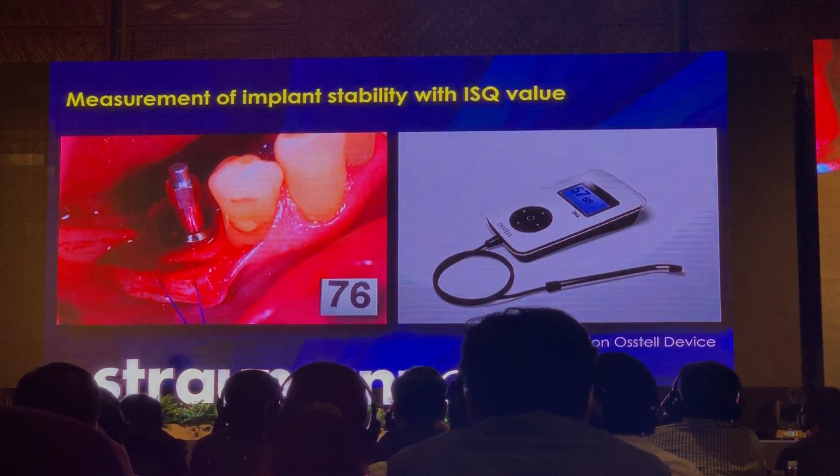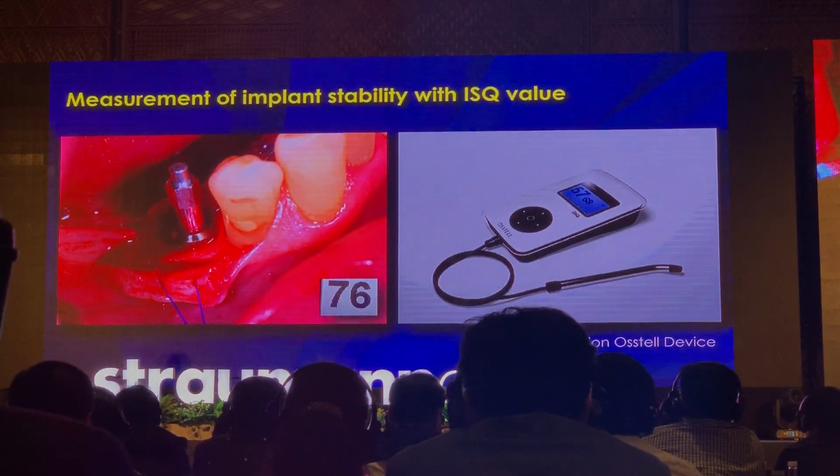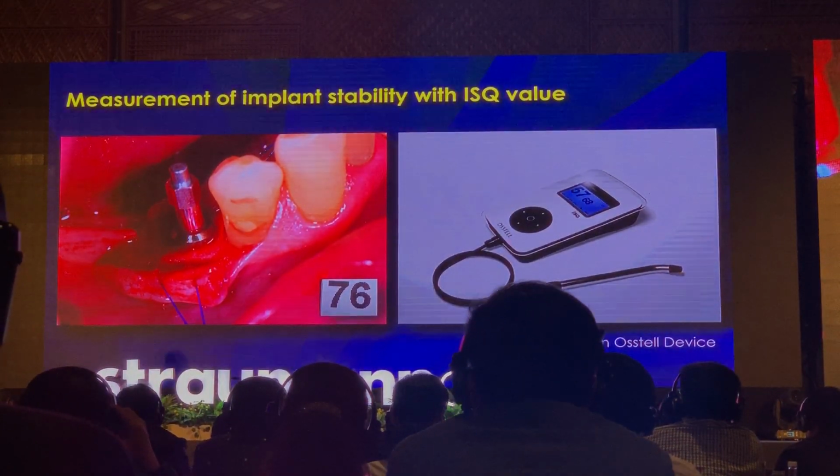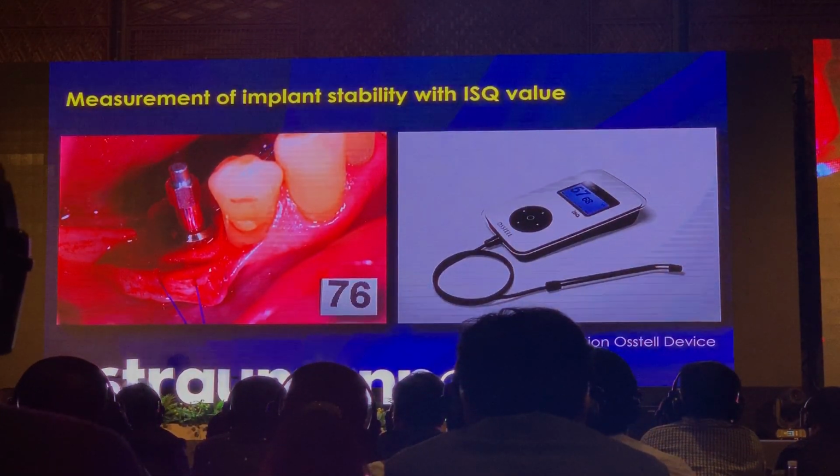I don't care if I get a little bit of remodeling. That's actually what I want to have. But I don't want to get my micro-rough surface outside the bone. It has to be inside the bone, protected by osseointegration.